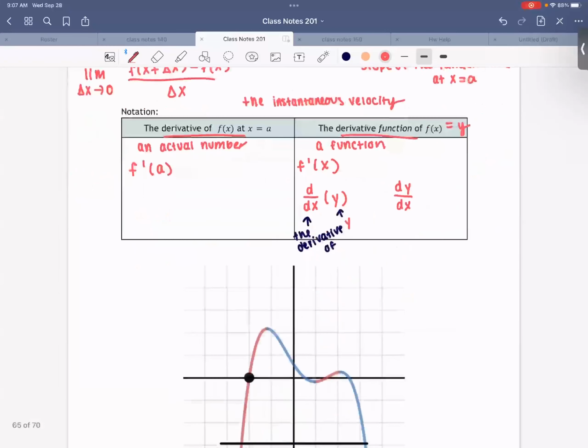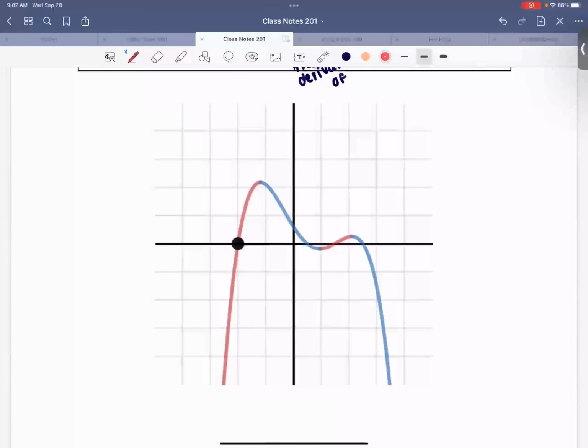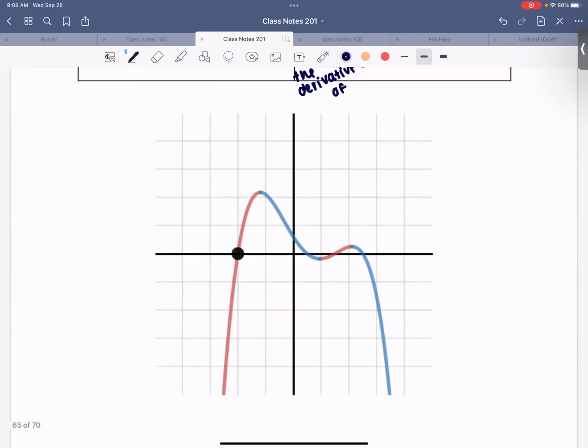Let's take a look at this graph here, and let's think about what the derivatives actually do. Now, we said that a derivative is the slope of the tangent line. So what I'm going to do is pick some points on this line, draw a tangent line, and see what we can say about the slope. Let me just pick this point here.